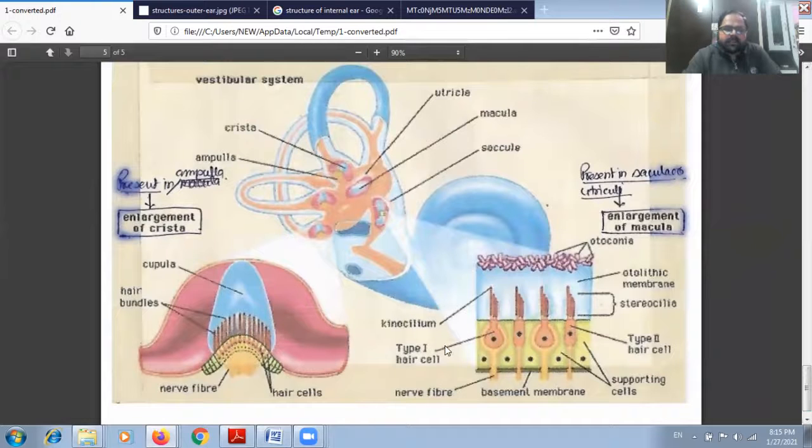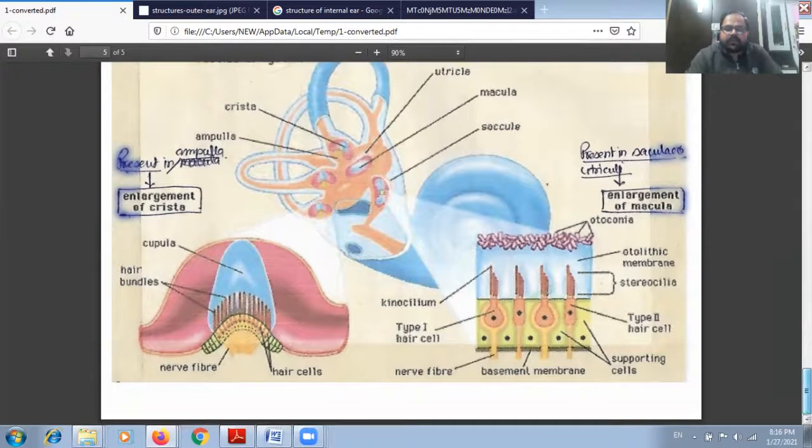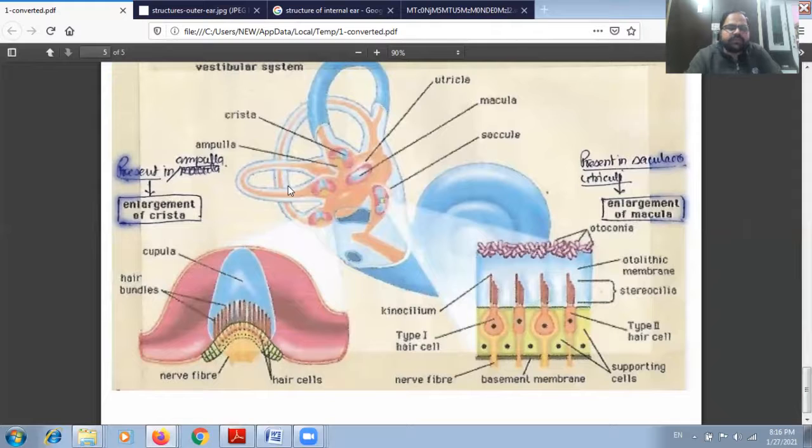We can see here the semicircular canal. This one is the vestibular apparatus, and we will not talk about this cochlear structure because it is involved in hearing. Here we will talk about balancing only. Now we can see both the structures. This structure is called crista and this structure is called macula. This crista and macula are involved in balancing.